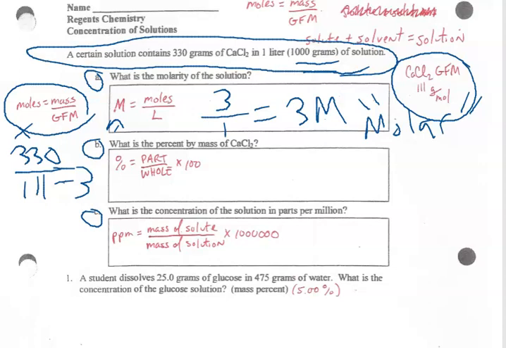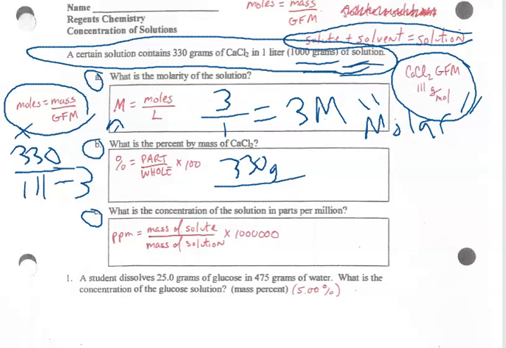For part B, the part is the mass of the solute, which is our 330 grams of calcium chloride, and that is divided by the whole thing. It's the grams of the solute plus the solvent, and in this case, the solution is already given. So the 1,000 grams has the 330 grams of solute already incorporated into it because the word here is solution. If we were told it's 1,000 grams of solvent, we would have to add the two numbers together. That is not the case.